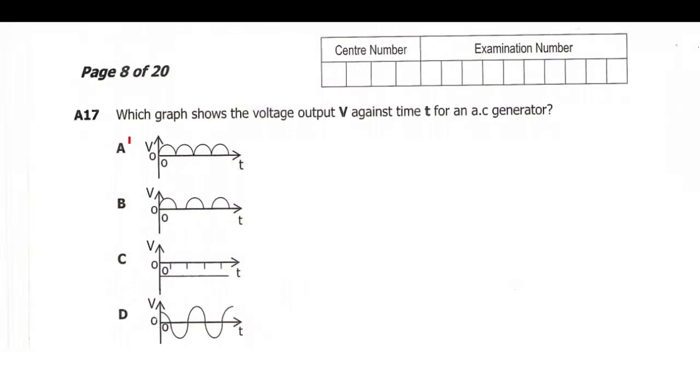Then 17 reads, which graph shows the voltage output V against time T for an AC generator? An AC generator produces alternating current, the current which moves forward and backward. So a graph which shows how voltage output varies with time is D.